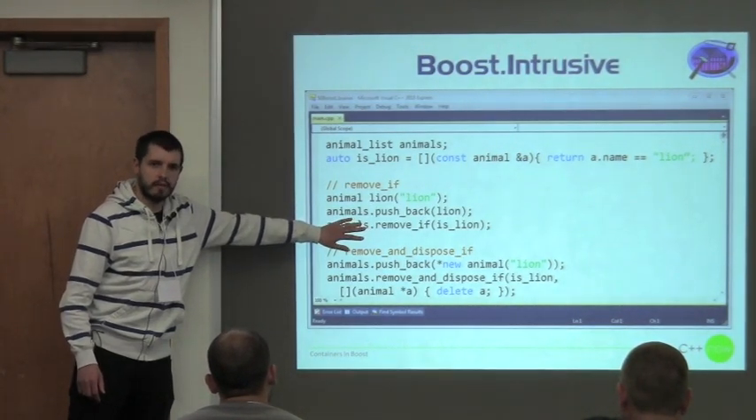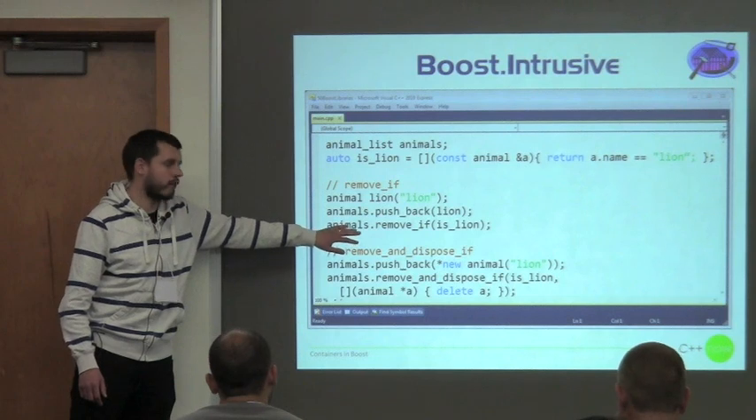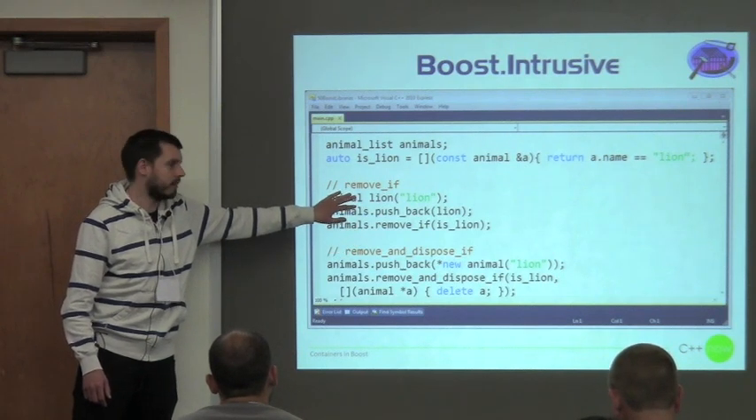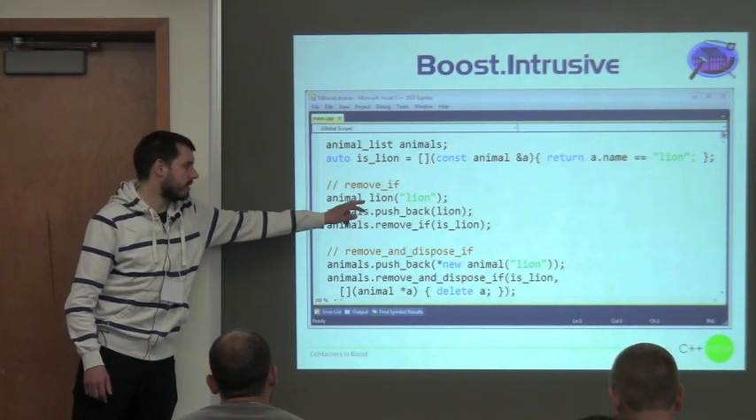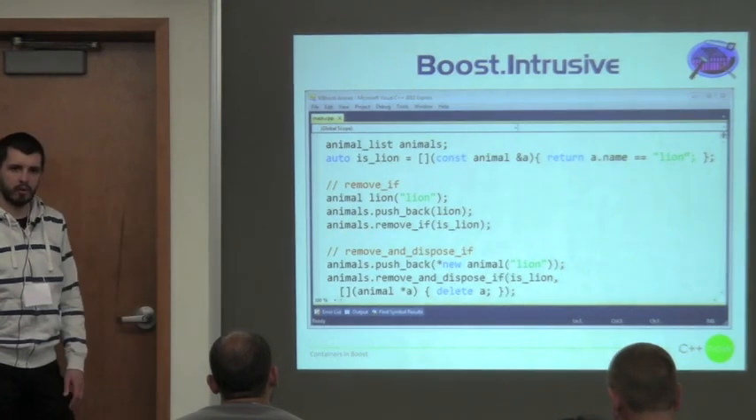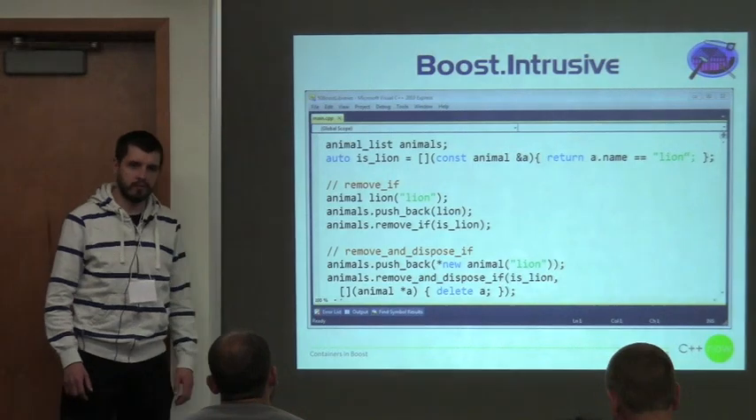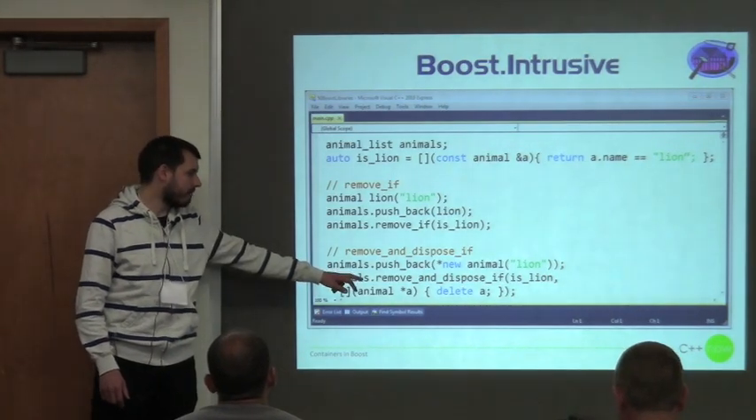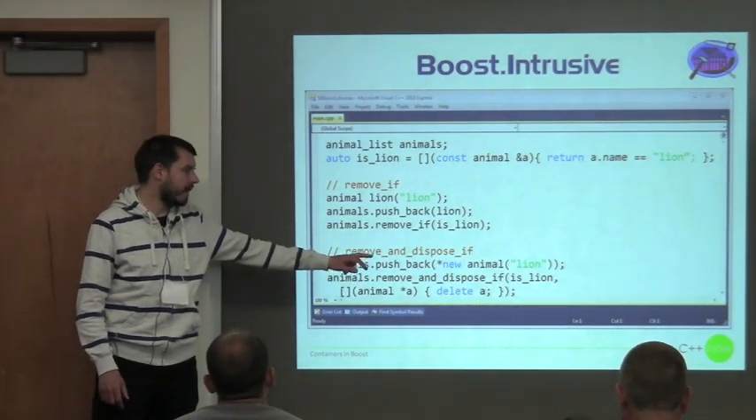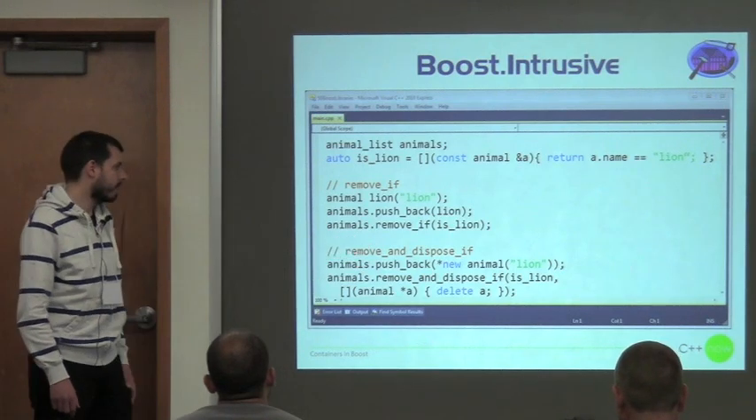There's nothing destroyed here at this point. The animal list is, of course, still around. And my animal object here, the lion, is also still around. It's just that it is not part of the list anymore. If I really want to destroy the object when I remove it from the container, I can call another function, which is called remove_and_dispose_if.